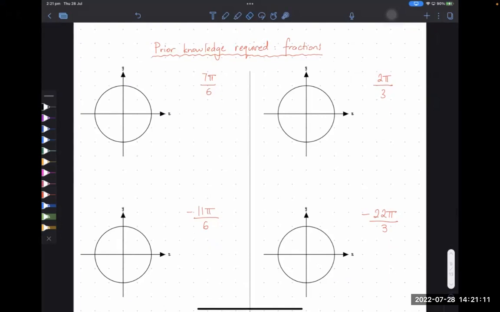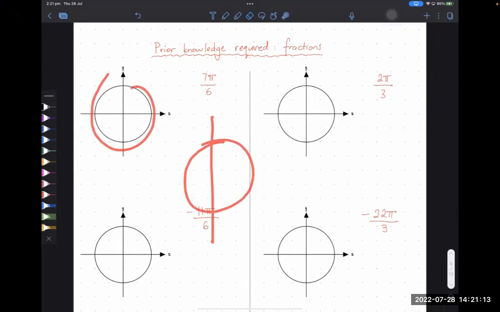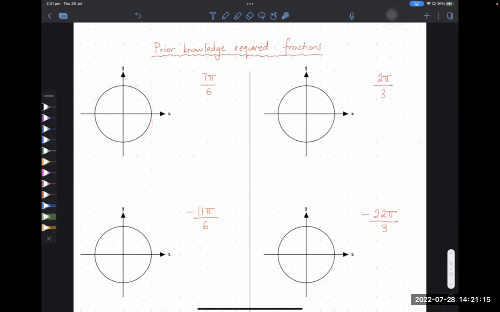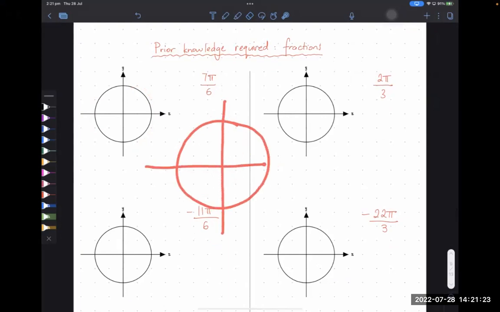Okay, so let's draw out these unit circles. Just draw a circle with a set of axes through it. It doesn't have to be perfect, but what I like to do is draw the circle first and then draw the lines through it like so. Okay, that's easier.